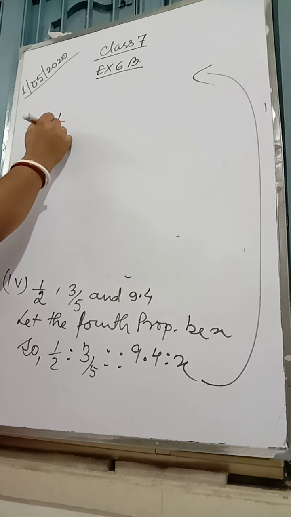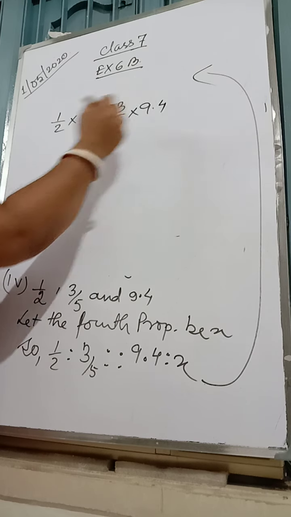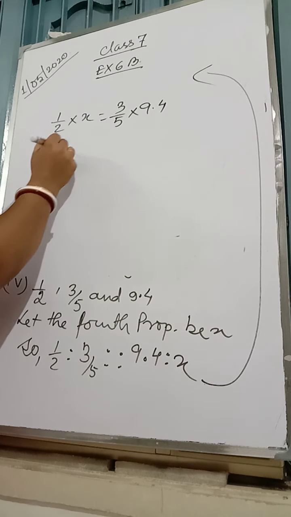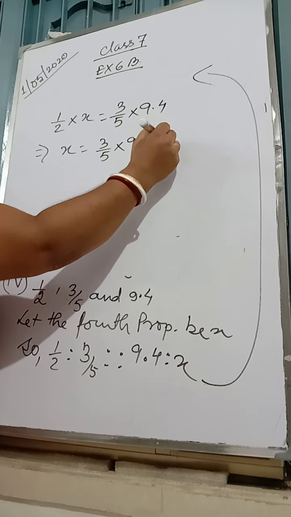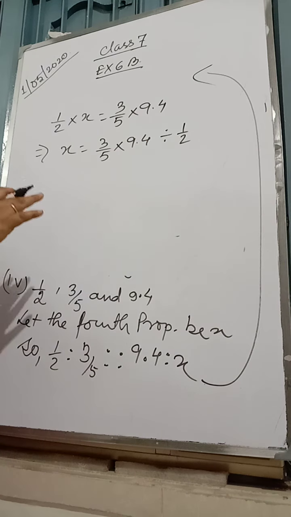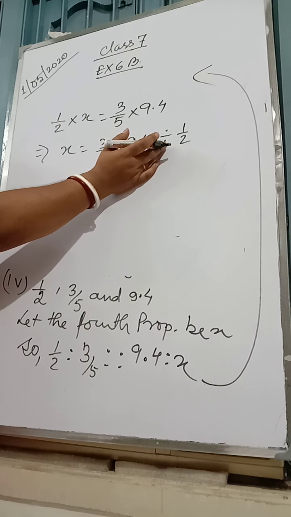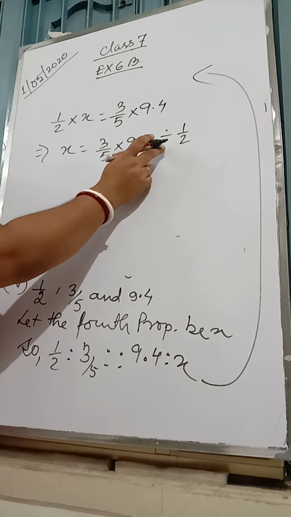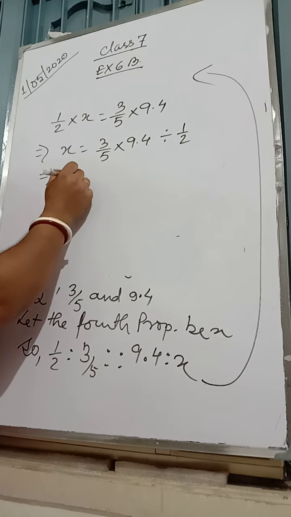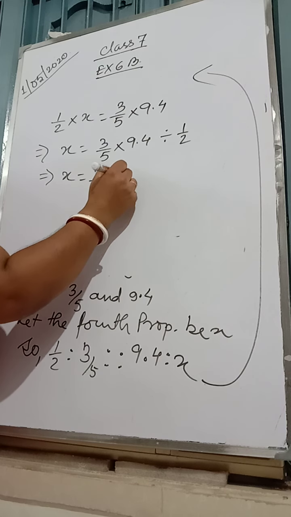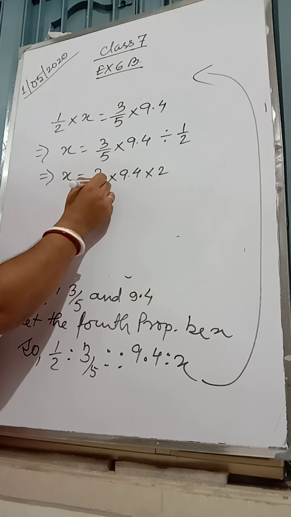So it gives you 1 by 2 into x is equal to 3 by 5 into 9 by 4. Now see, x is 3 by 5 into 9 by 4, and this will be divided by 1 by 2. It's the same thing. Now we bring this side as a division. So that you are not confused more, I did not write it as a complex fraction. I just took it divided by 1 by 2, or we can write 3 by 5 into 9 by 4 into 2. No problem. Now we can cancel this.